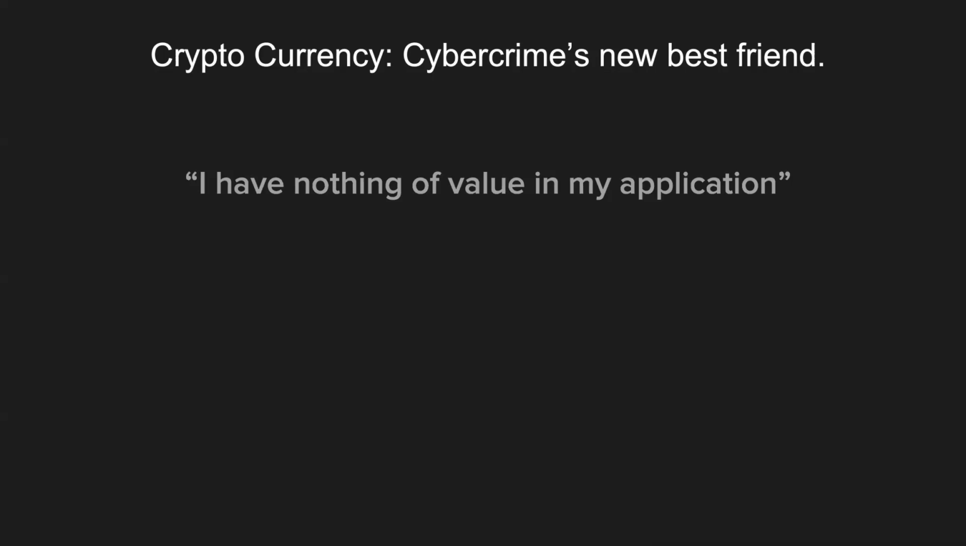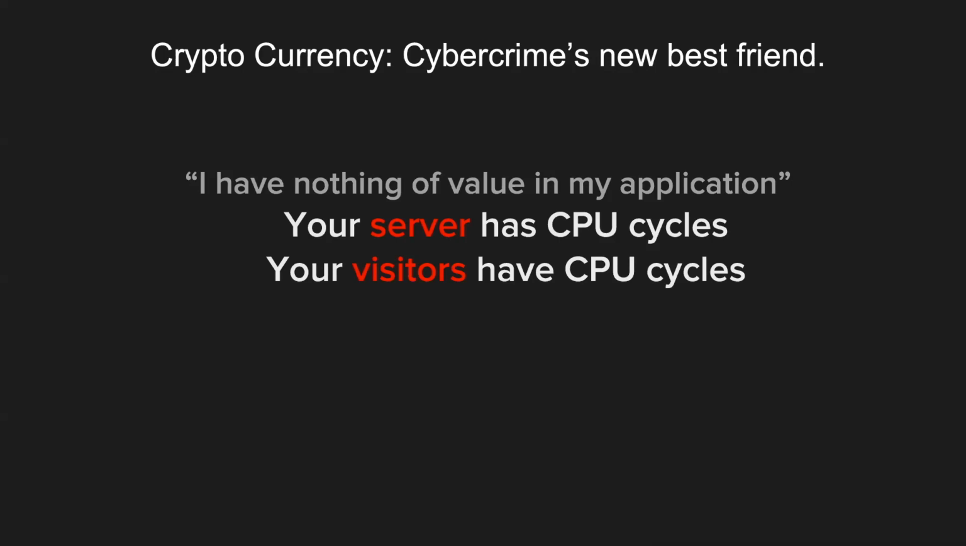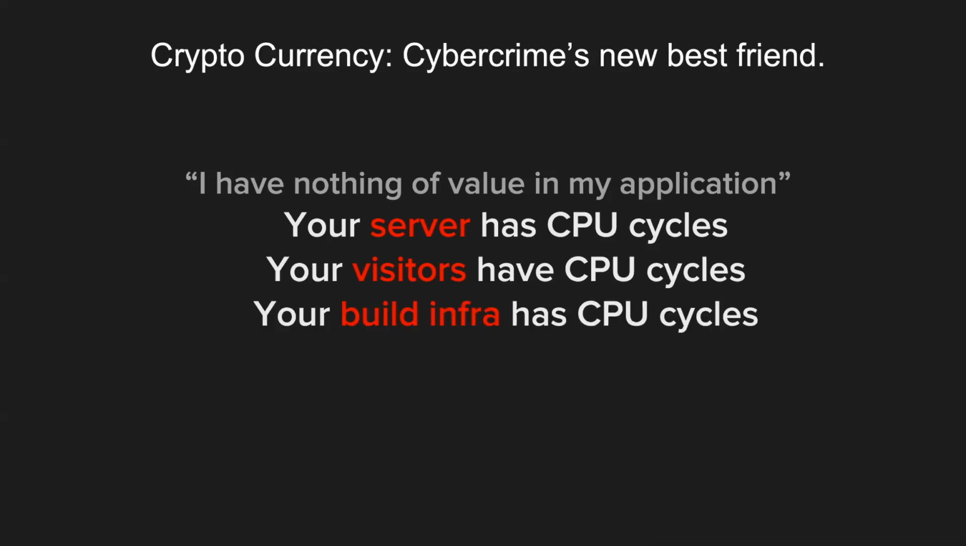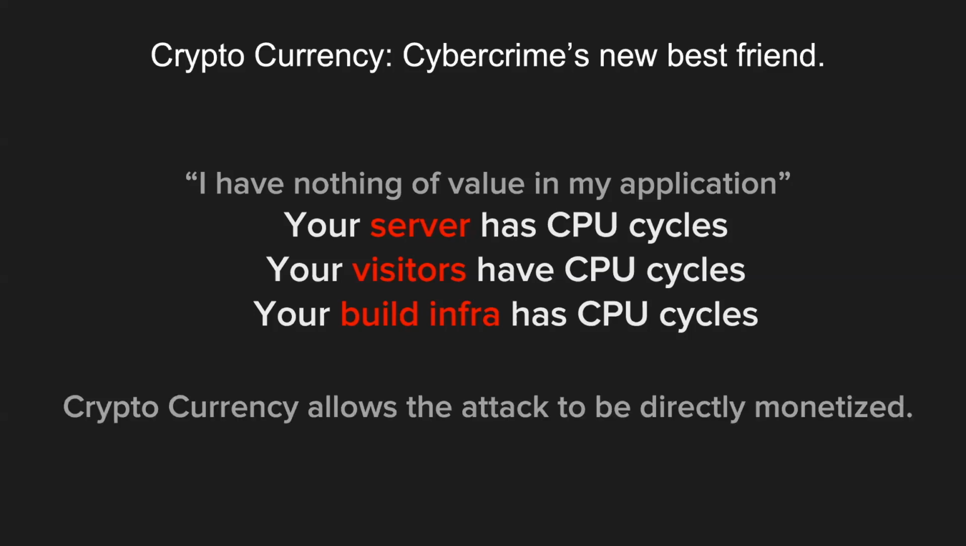A lot of people say this to me, but it's changed with cryptocurrencies, because your CPU has value to an attacker, and your visitors' CPUs as well. If they can get into your website, they can begin to attack users. We've seen this with things like torrent sites, but it's becoming more and more prevalent. And your build infrastructure has CPU cycles as well. People don't think about that, but it's often quite big infrastructure that's sat around doing not a lot quite a lot of the time when you're not running builds. So they can use that just to mine cryptocurrency and directly make money from these types of attacks.